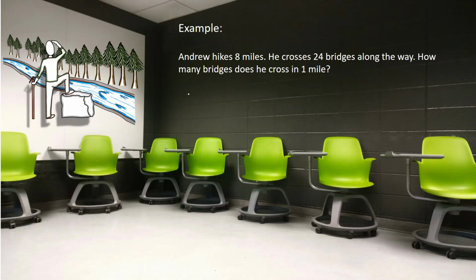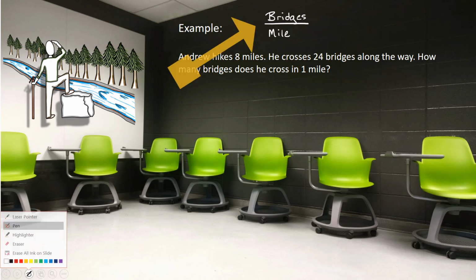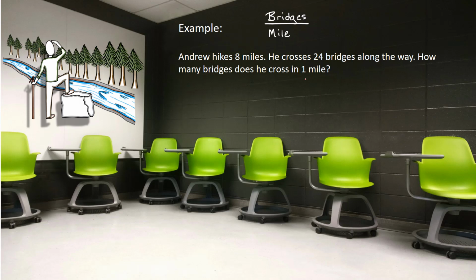So the first thing I like to do is just write out in words what it is I'm comparing. So for this one, the rate that we're going to use is bridges per mile. Again, the reason I knew that, just remember a unit rate has a denominator of 1. The question says 1 mile, so I know that the mile is going to equal 1. The denominator has to be 1, so therefore miles has to be our denominator.